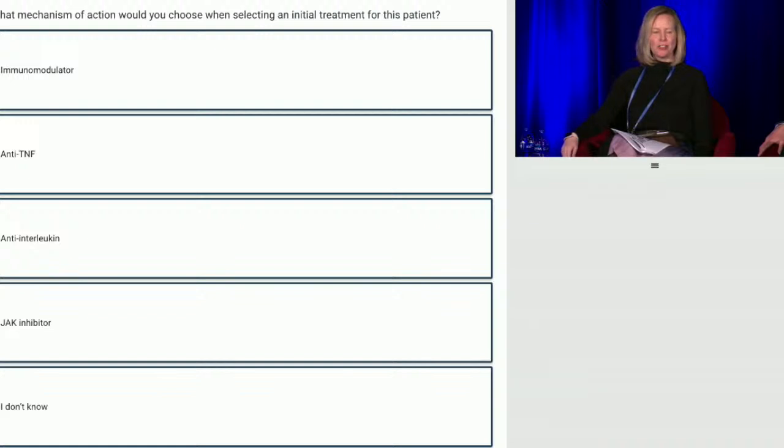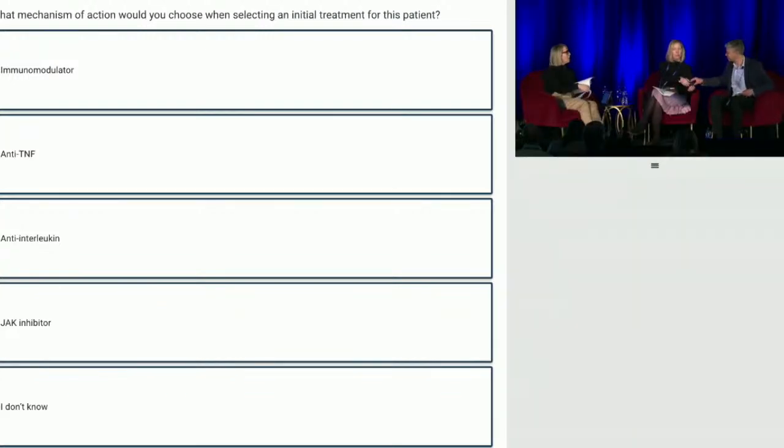So this is your chance to respond. What mechanism of action would you choose when selecting an initial treatment for this patient? An immunomodulator, an anti-TNF, an anti-interleukin, a JAK inhibitor, or you're not quite sure. So with that, I will give you a few minutes first to answer, and then I'll turn it over to Gil.